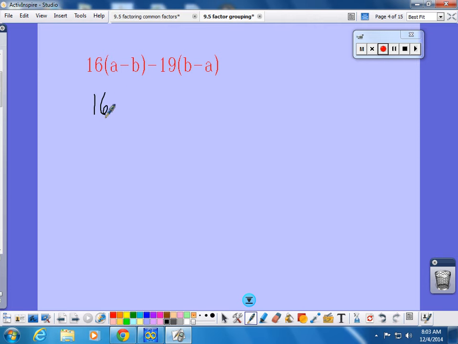You can multiply or divide by a negative 1. So instead of having a negative 19, if I have a positive 19, if I factor out a negative 1 with this negative 19, what's negative 19 times negative 1? Positive 19. That's going to make my A positive and my B negative. So it's just going to change the signs.